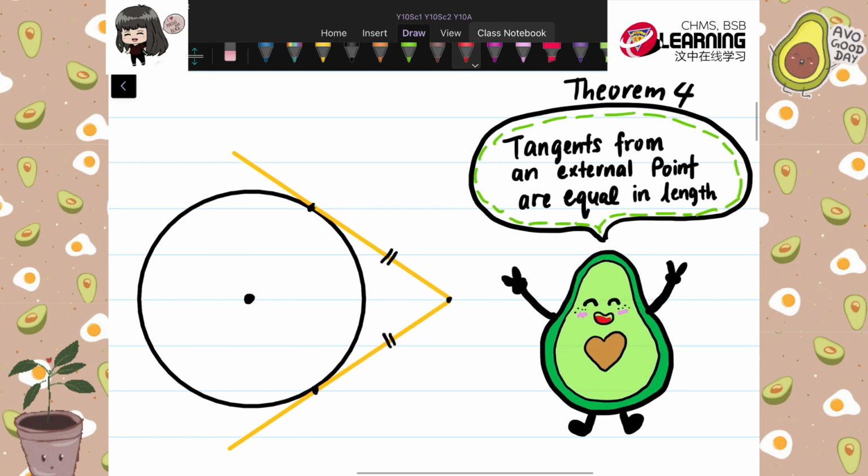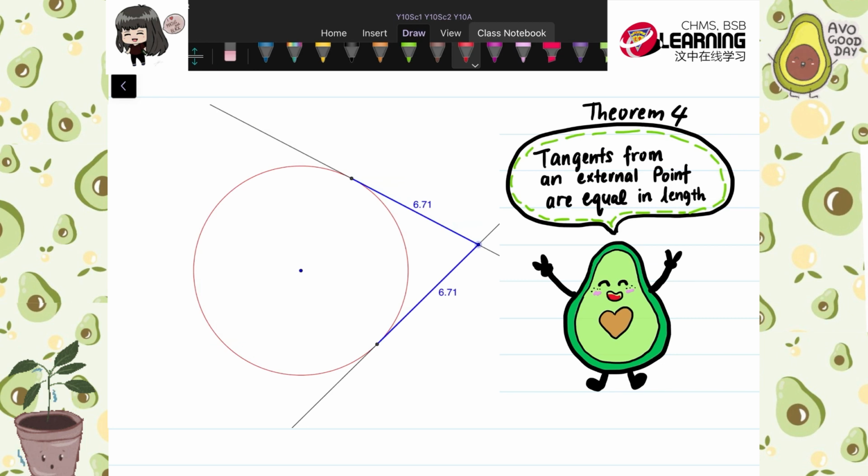So Theorem 4 tells us that tangents from an external point are equal in length. Okay, tangent, now we have more than one tangent now. Okay, we have one tangent over here and we have another tangent over here. So we have two tangents here from an external point. So external point is here, right? Okay, and they are equal in length, means that the point where it touches the circumference to the external point and another tangent line where it touches the circumference of that point over here to the external point, these two lengths are equal.